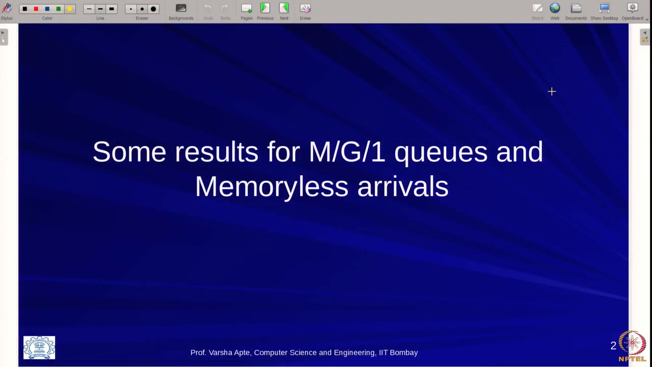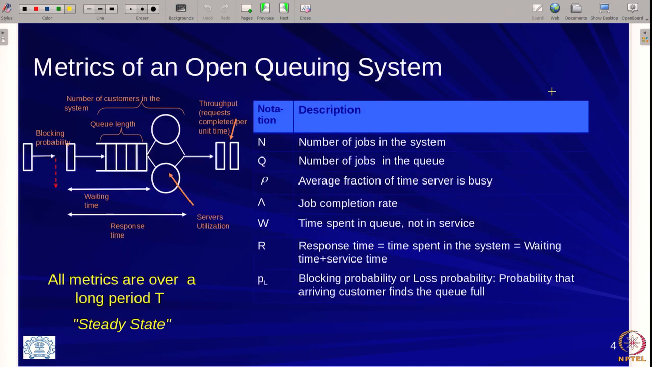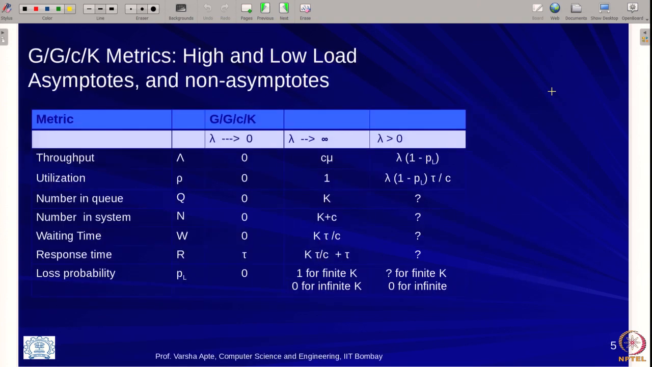So, we will talk today about some results of MG1 queues and memoryless arrivals. I am as usual going to show the slides that just remind you of the open queuing systems and the parameters of these queuing systems. By now you should be very familiar with this. This is just for your reference. These are the metrics that we are interested in. And this is actually showing the summary of pretty much everything that we have done till now, in a completely general GGCK sense.